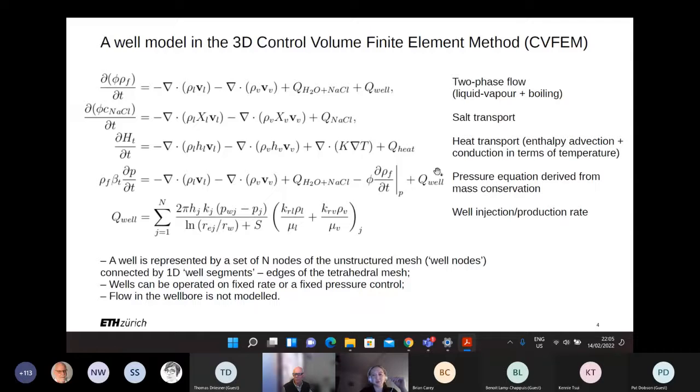And the well model is right here. So this is the source term for the well. It's the well injection or production rate, and the Peaceman well model is within this source term. And the well is represented by a set of n nodes of the unstructured mesh connected by the edges between those nodes. And the wells can be operated either on the fixed rate or the fixed pressure control. And in this model, the flow in the wellbore is not modeled. And Benoit will tell later about a more advanced well model which considers flow in the wellbore.